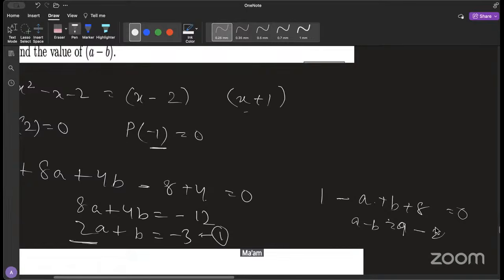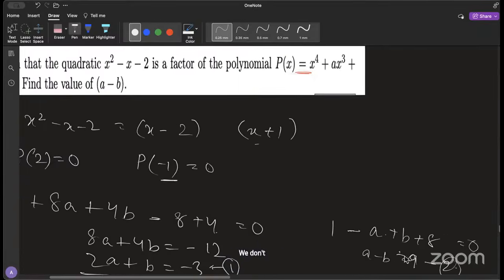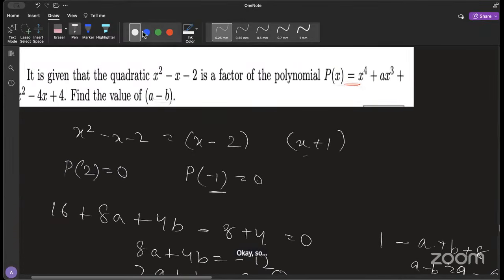This is 9. Ma'am, we directly got the answer. We don't need a minus b separately, a minus b only. A minus b is equal to 9. Okay, so yes, the value is 9, that's what we have to find.